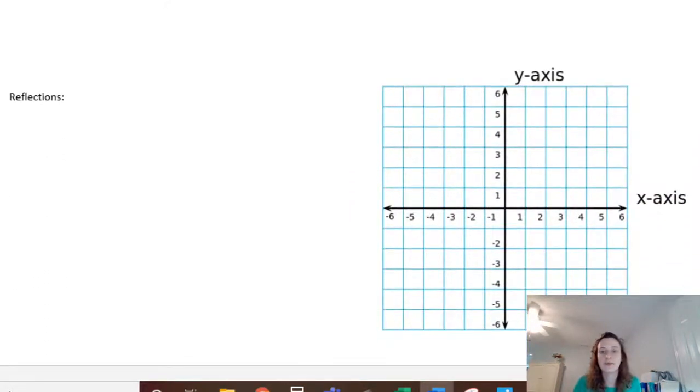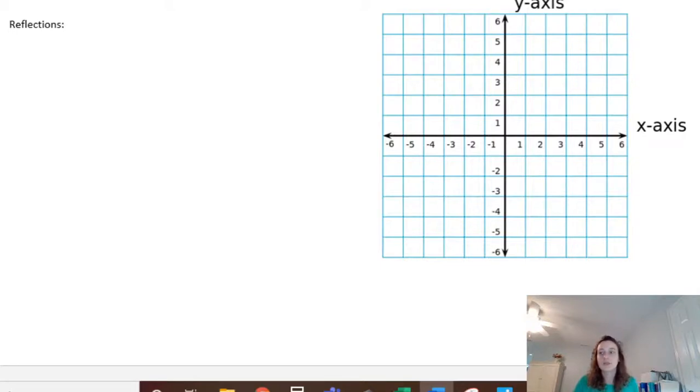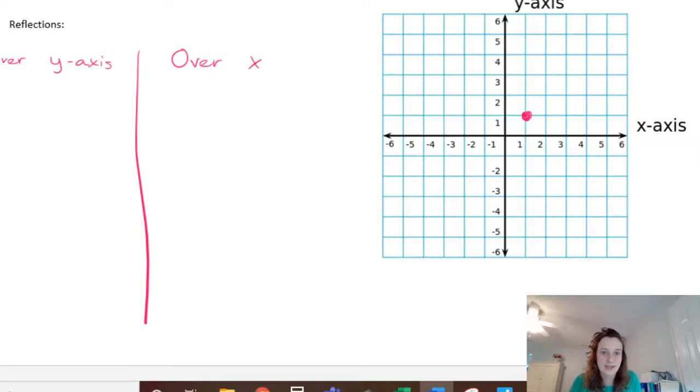And in the last topic, we're going to talk about reflections. So reflections occur when you have a point and you reflect it or mirror it over one of your axes. So for example, if I have this point here at 1, 1, we're going to go over the y-axis, and we may go over the x-axis. But the first one I want to do is over the y-axis.